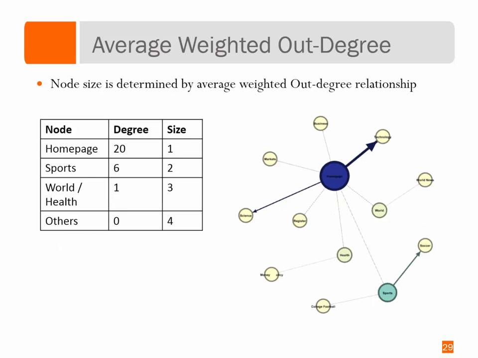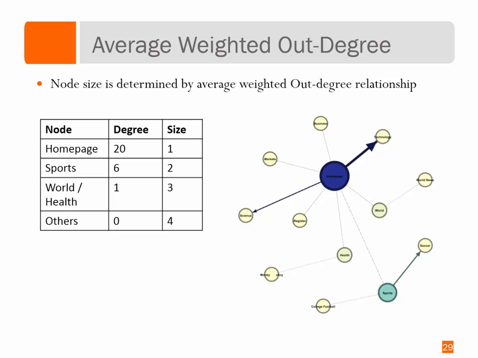When we switch to the average weighted out degree, our picture, of course, changes. So the node size is determined by the average weighted out degree relationship. So this might give us an example of which one of our web pages is the best referring web page. And so, of course, our home page dispatches lots of referrals to other pages. It has a weighted degree of 20.